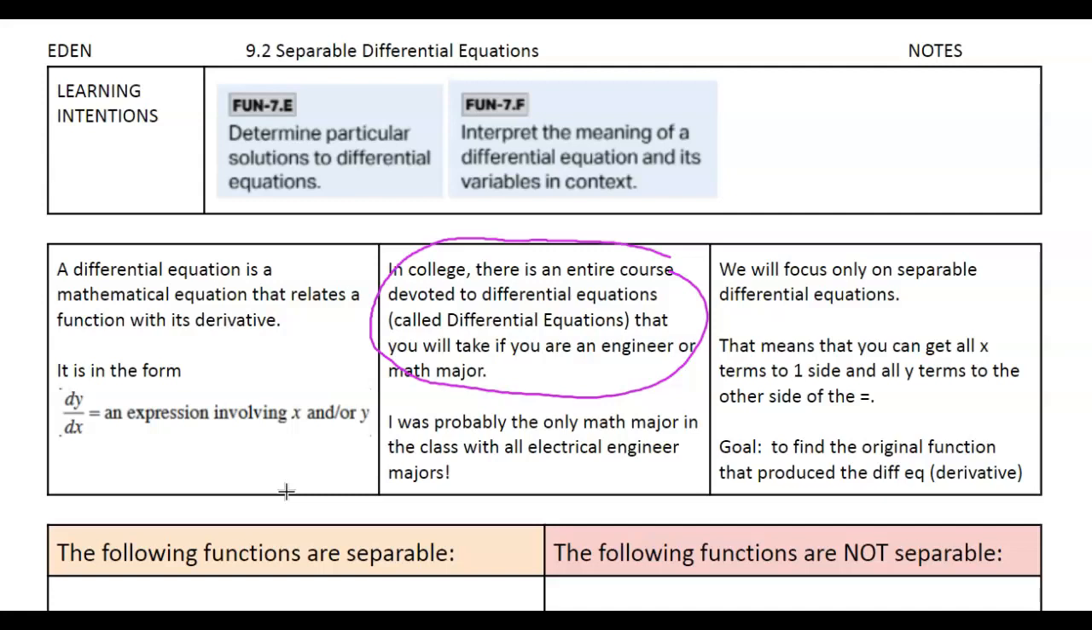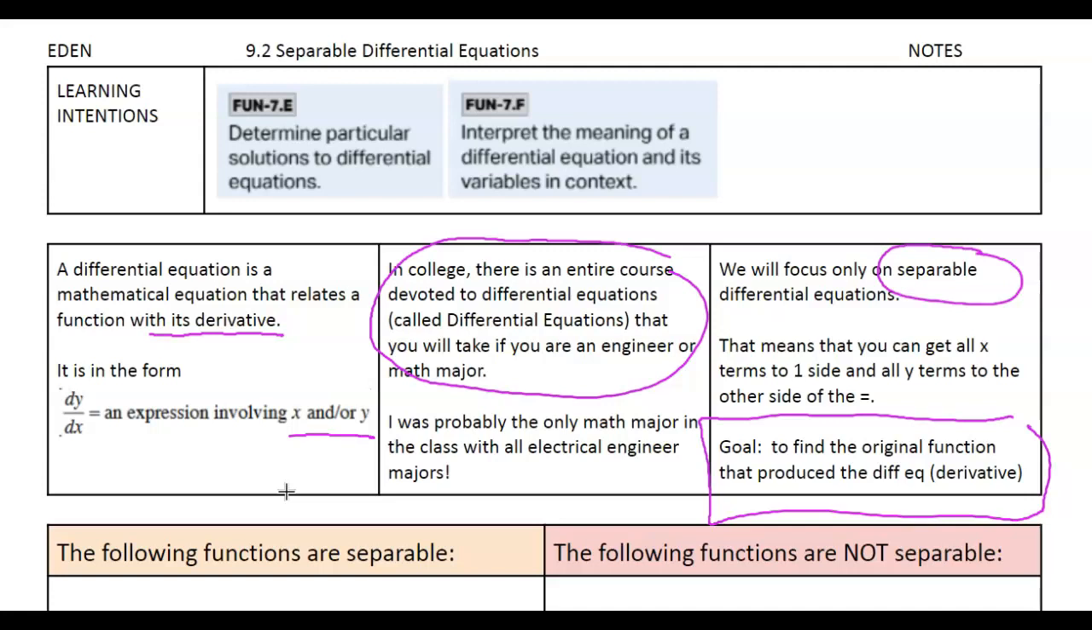So remember, a fancy word for differential equation is really just a derivative equation. The derivative is going to be an expression, and it might involve x and/or y, okay? What we're going to focus on is which of those are separable. If they're not separable, we're not going to be doing anything further with those. We really want to classify separable differential equations, separate them so we can integrate them, and our goal is to actually find the original function that produced that derivative. Okay, so that's the idea.